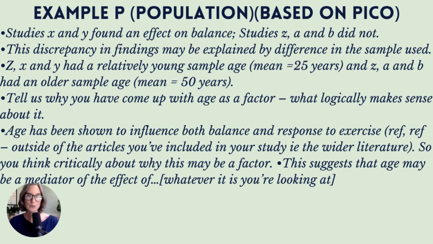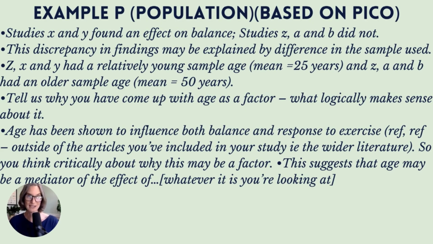And then tell us why you came up with age as a factor, like what logically makes sense about age in relation to balance. Something like, age has been shown to influence both balance and response to exercise. You're going to want to provide references there, and these references are outside of the articles that you used in your review. That is how you get the wider literature into your quantitative discussion.